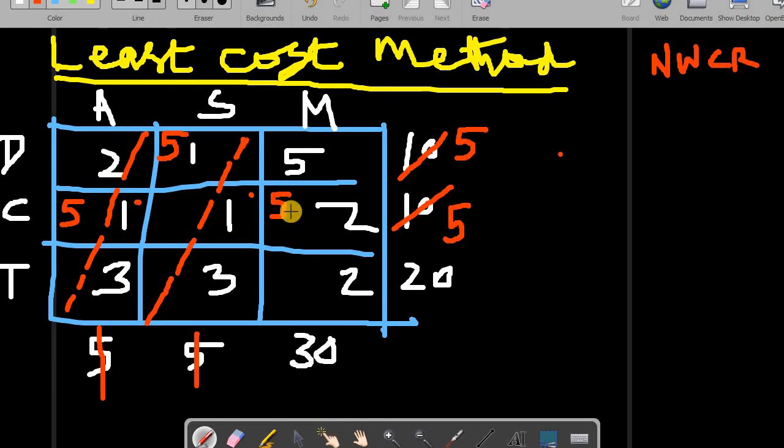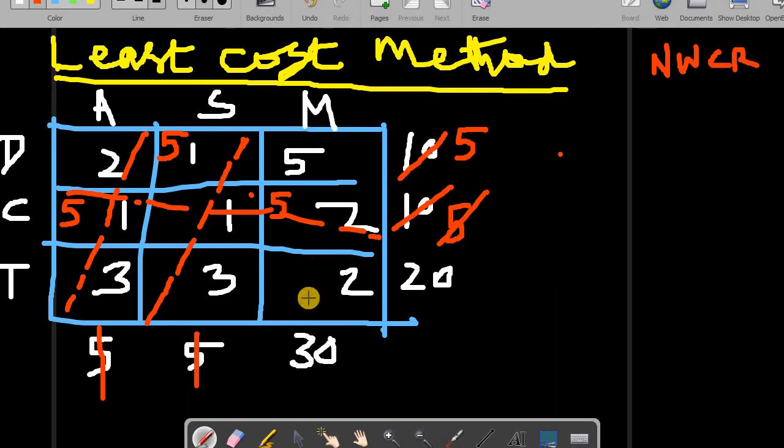Now what takes place? I am writing 5 here, that is 5 available from the second resource. From the 5, I am giving to the last destination center. Therefore the availability is over here. We have given 5 here, therefore the availability is over. Now look at this.